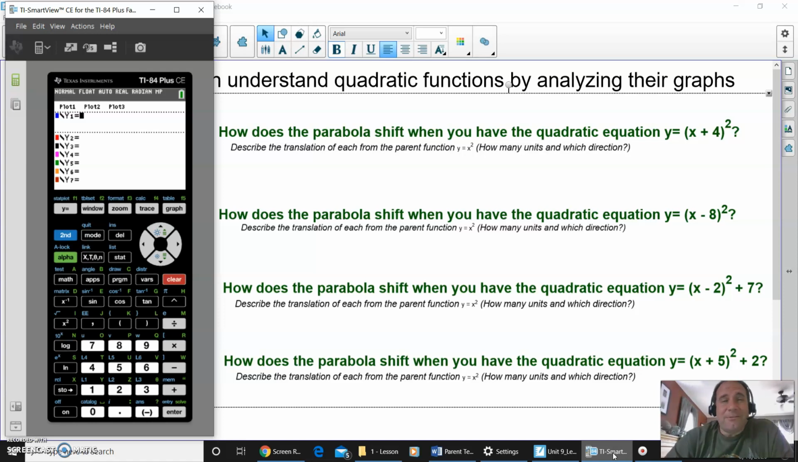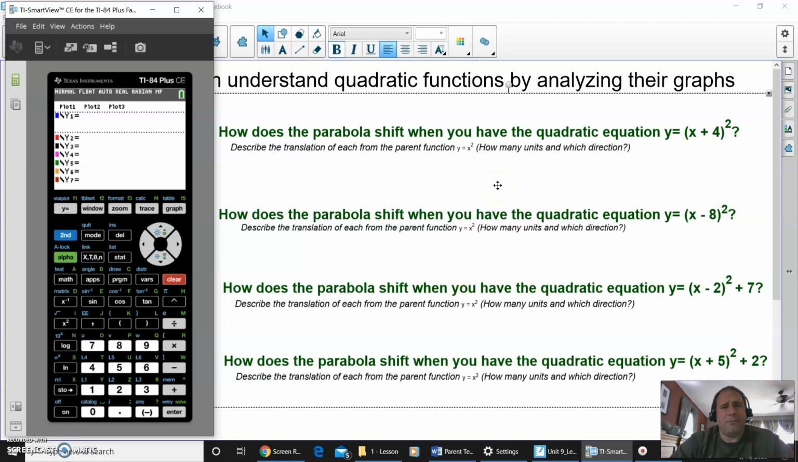You really don't need to know anything but to graph on the calculator. How to graph on that calculator is very, very important. So let's get started. The first one here, how does the parabola shift when you have a quadratic equation y equals, in parentheses, x plus 4 squared?